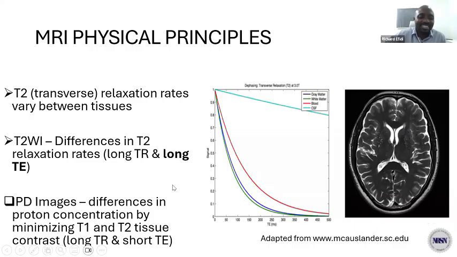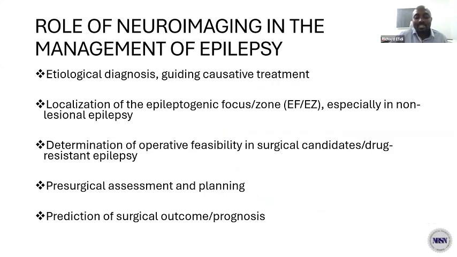Then we also have the proton density image, which shows the difference in the proton concentration. So in achieving a proton density image, it means we need to minimize T1 contrast, which means we are going to use a long TR. And we also need to minimize T2 contrast, which means we are going to use a short TE, so that we only have proton density contrast, which we appreciate on our proton density image. So this is just a short overview of MRI principle.